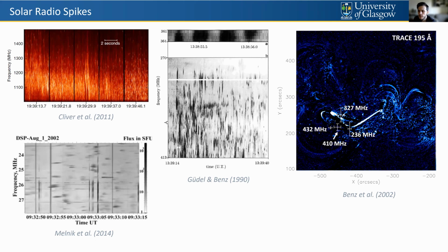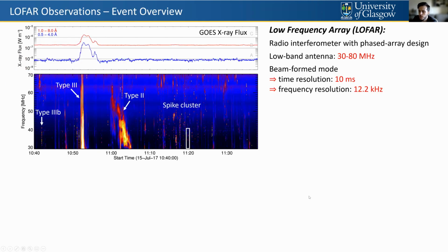Now here you can see some example dynamic spectra of spikes at various frequencies, as well as some previous imaging observations that have managed to localize the emission region, but were not able to individually resolve spikes in order to track their motion. So using LOFAR, we've been able to resolve in both time and frequency now over 1,000 individual spikes from this event in 2017, and this is between 30 and 70 megahertz.